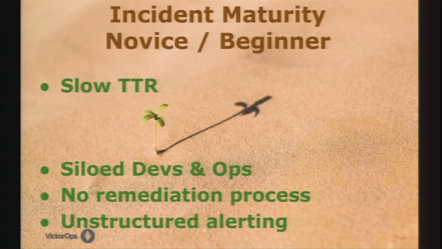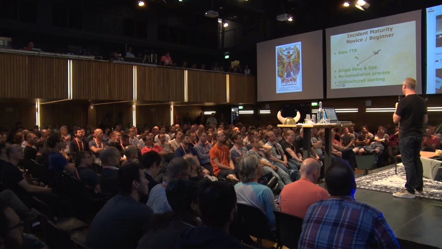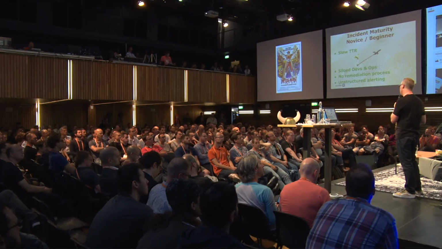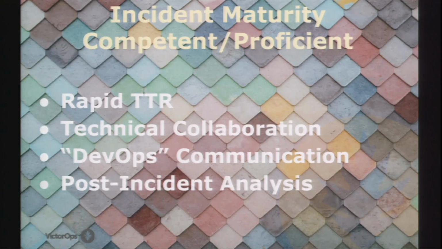We found that more novice and beginner organizations have a slower time to resolution. DevOps is more siloed. Your people might not be working together as well as they could yet. And alerting might be a little unstructured, so maybe you're just getting emails as an alert, but you can start somewhere. You can build to being more competent. When you're more competent, you have rapid TTR, DevOps communication starts to happen, and maybe now you start to do post-incident analysis. So you're really looking at what happened and how you can improve.